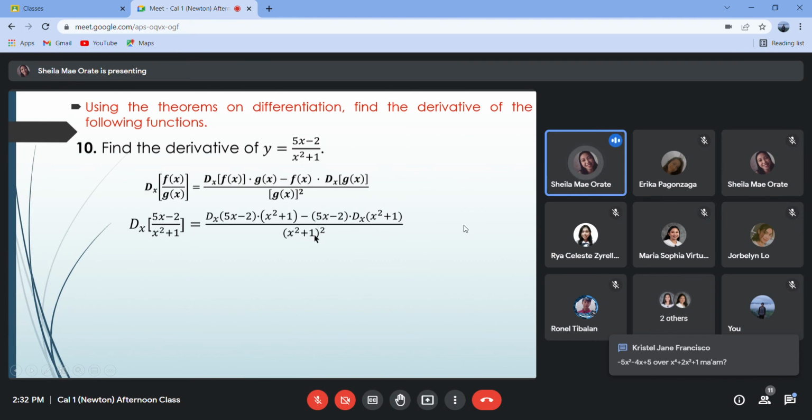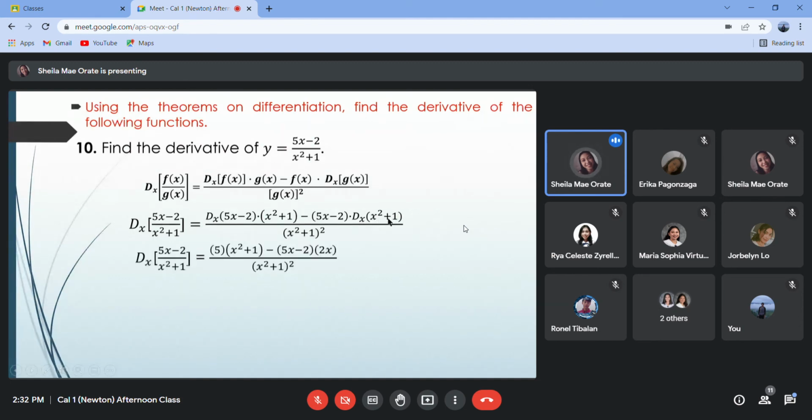Okay, Crystal has answered. So let's first find the derivative of 5x minus 2. Apply na natin ang difference rule. So, kuhaan natin ang derivative ni 5x, ang derivative ni 2. Same here, derivative ni x squared, derivative ni 1. We have here 5 lang ang nabilin. It's because the derivative of 5x, di ba, is 5, and the derivative of 2 is 0. So, 5 minus 0, 5 na lang ang mabilin.